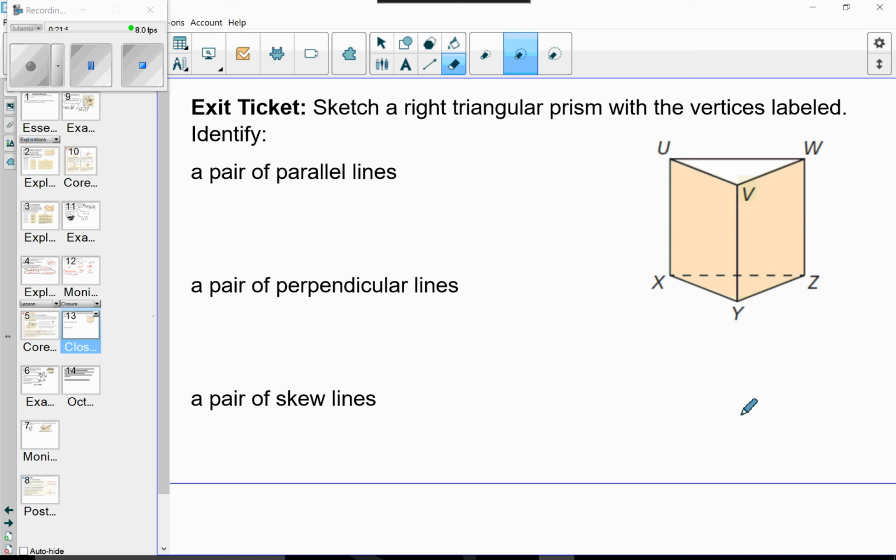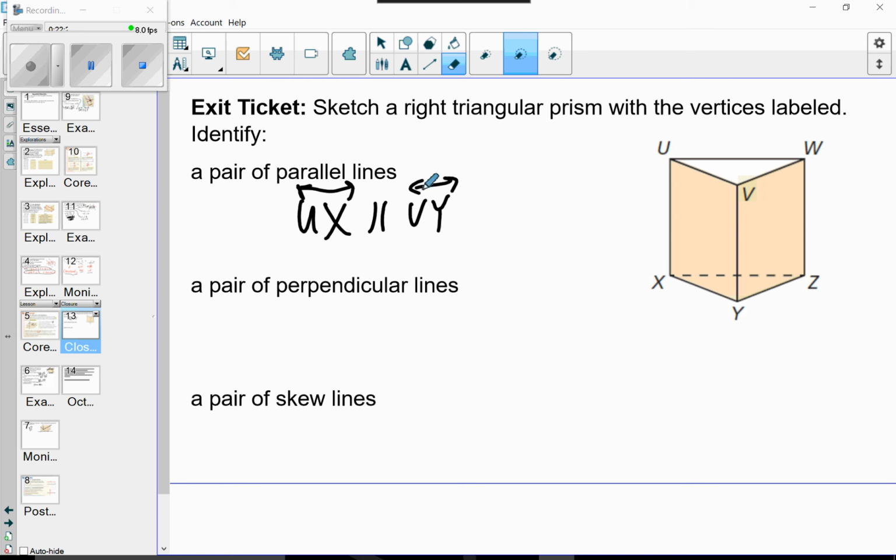Okay. Lots of options here. Let's go with parallel lines. I'm going to go with UX is parallel to VY. Remember, use your notation. Is that the only answer? No. Some of you may do VY and WZ. Others of you may do XY and UV, or VW and YZ. You also could do UX and WZ. So if you have any of those, that's good.